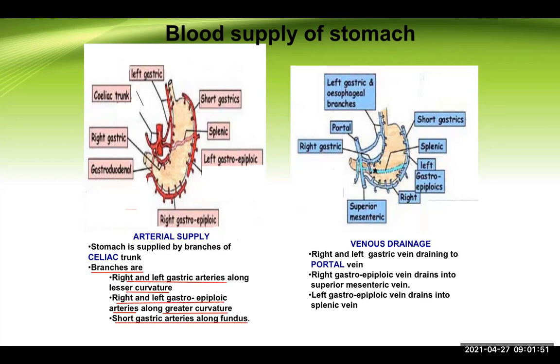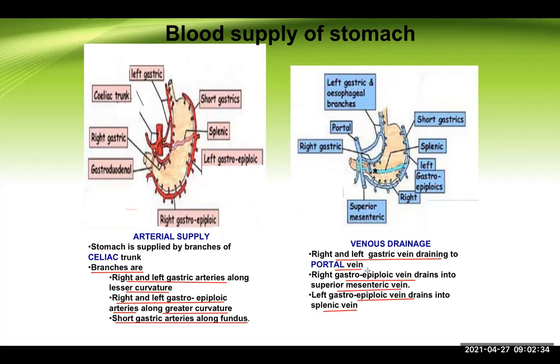Now apart from them, what is the venous drainage? Ultimately, everything is going back to the portal circulation. Now how? Just have a look here. The right and left gastric veins drain directly into the portal vein, whereas the right gastroepiploic vein drains into the superior mesenteric vein, and the left gastroepiploic vein drains into the splenic vein. Now, the portal vein is formed by the combination of the splenic vein and the superior mesenteric vein. So ultimately, everything is going into the portal circulation. This is an important point here.